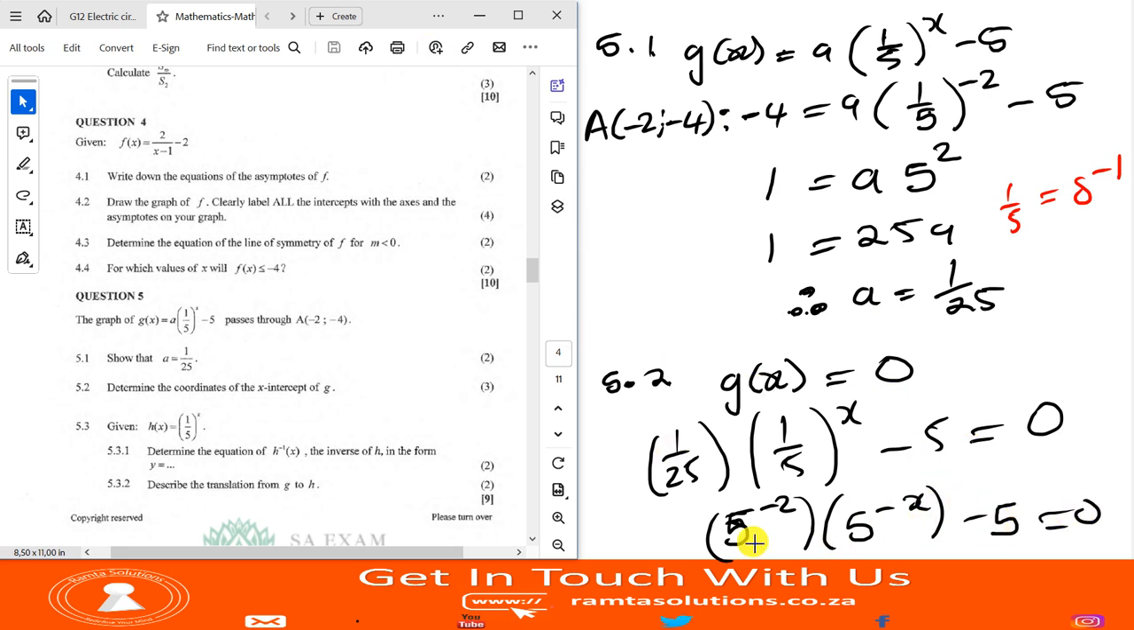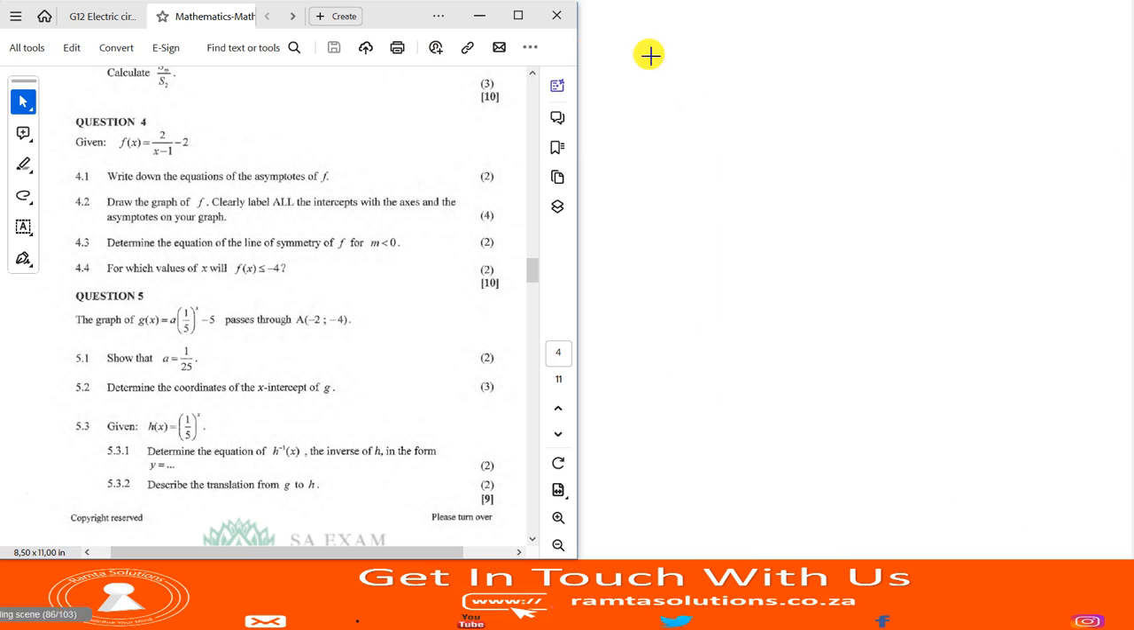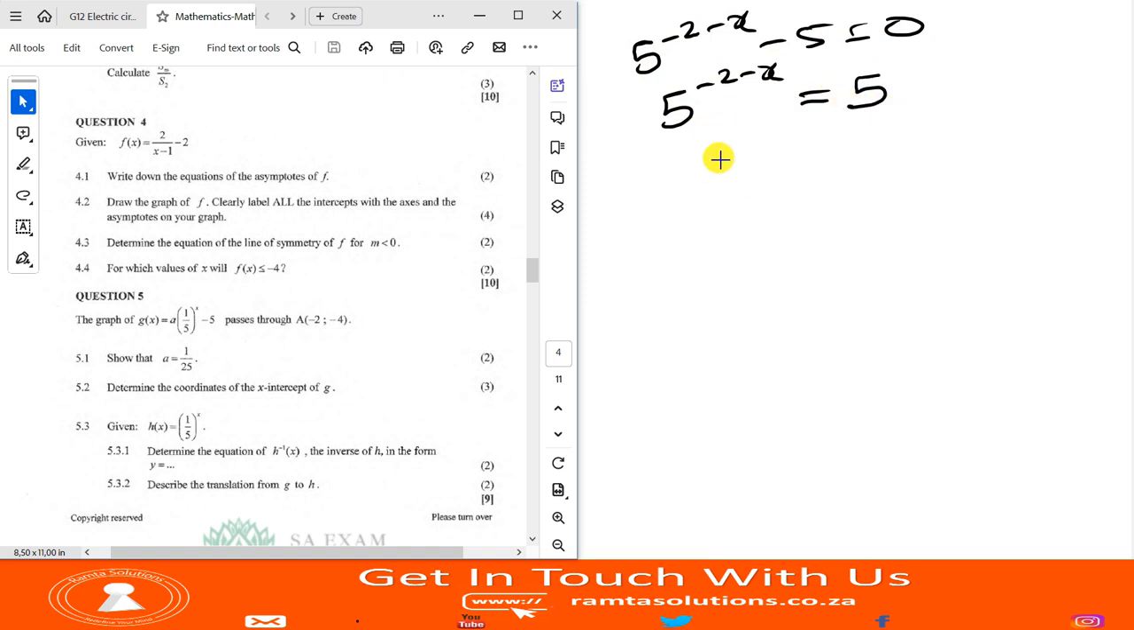So when bases are the same, we add exponents. Let's proceed. So this is 5 to the minus 2 minus x, minus 5 equals 0. You can say this is 5 to the power minus 2 minus x is equal to 5. Now bases are the same, so minus 2 minus x is equal to 1. Therefore, this means x is equal to negative 3. Okay, we are good to go.